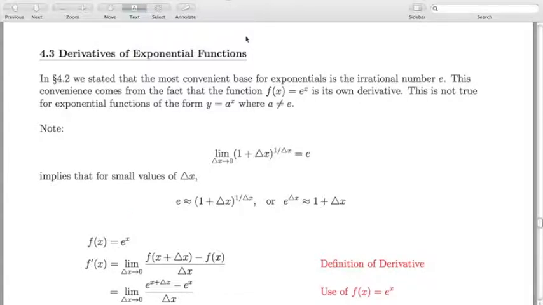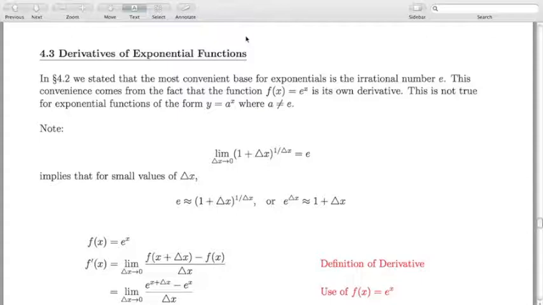All right, this is section 4.3, derivatives of exponential functions. Again, in section 4.2, we stated that the most convenient base for exponentials is our irrational number e. The convenience comes from the fact that the function f of x equals e to the power of x is its own derivative. If f of x is e to the x, then f prime is also e to the x. This is not true for exponential functions of the form y equals a to the power of x, where a is not equal to e.